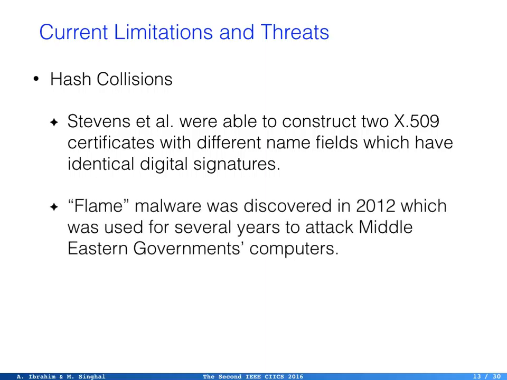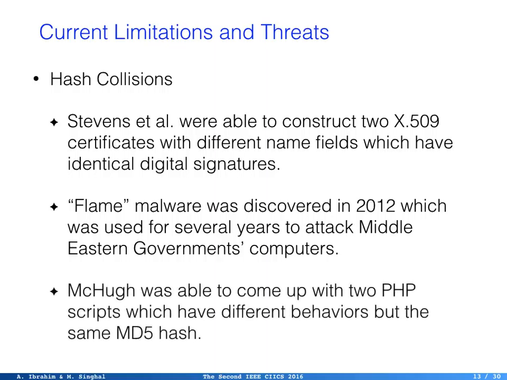In 2012, a malware called Flame was discovered, which was used for several years to attack Middle Eastern governments' computers running Microsoft Windows. Flame exploited the weaknesses in MD5 to fake a Microsoft digital signature in order to gather data files, remotely change settings on computers, take screenshots, and copy instant messaging chats. It's believed that Flame had been operating for 5 years before it was discovered.